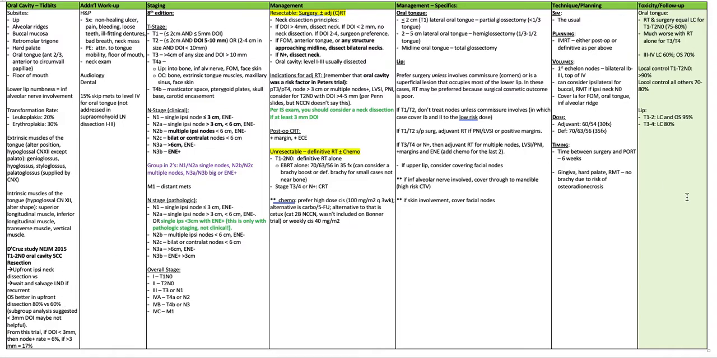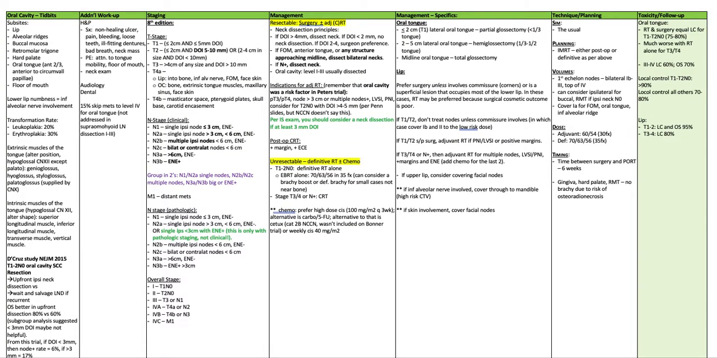The DeCruz study from NEJM 2015 looked at T1 to 2 N0 oral cavity squamous cell carcinoma after resection and then randomized patients to either upfront ipsilateral neck dissection versus watch and wait, with salvage ipsilateral lymph node dissection if they had recurrence. The overall survival was better in the upfront dissection group, 80% versus 60% with salvage. A subgroup analysis suggested that neck dissection may not be helpful with less than 3 millimeter depth of invasion. From this trial, if the depth of invasion is less than 3 millimeters, then the node positive rate is 6%. If the depth of invasion is greater than 3 millimeters, then the lymph node positivity rate is 17%.